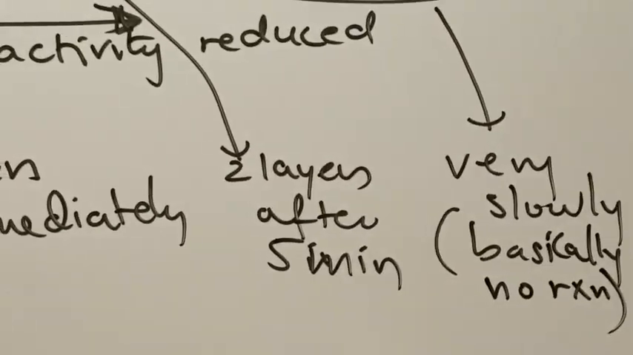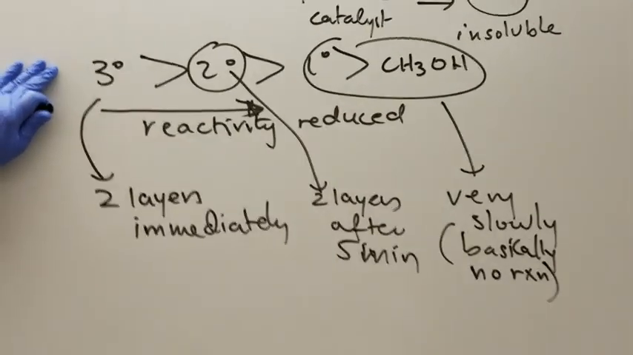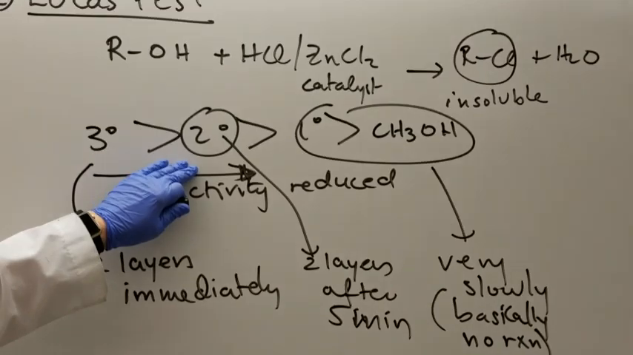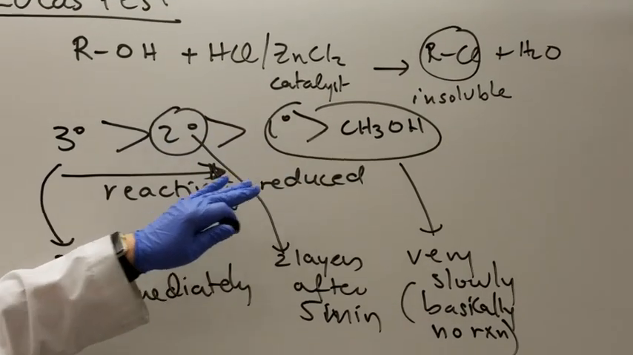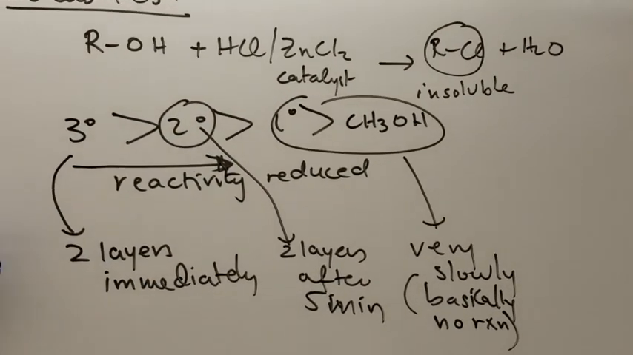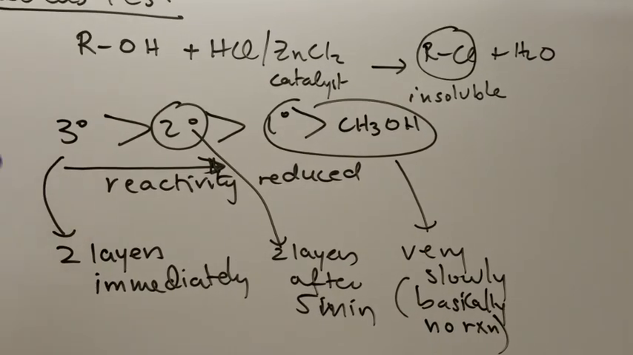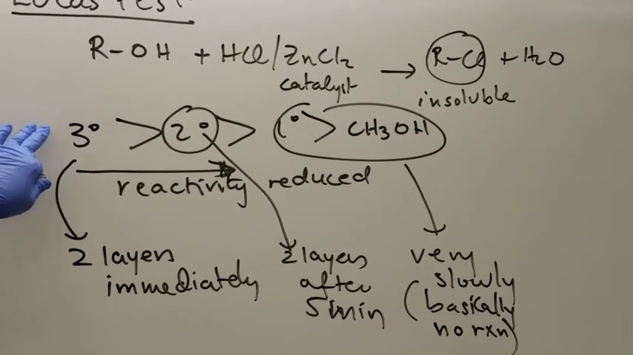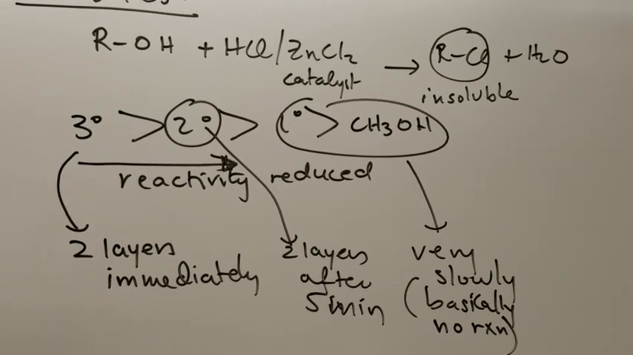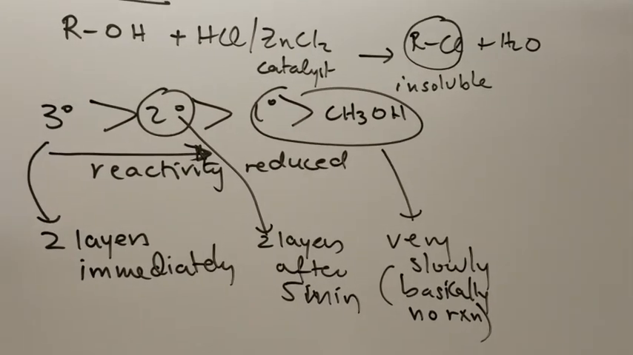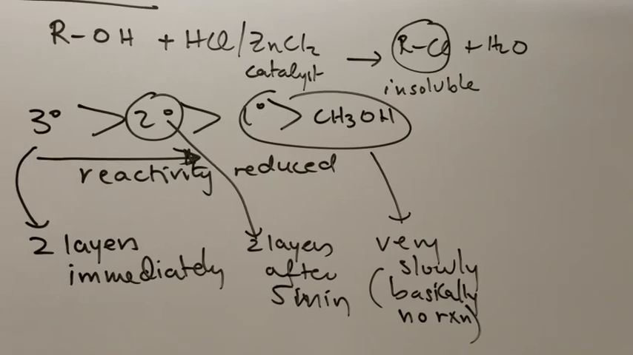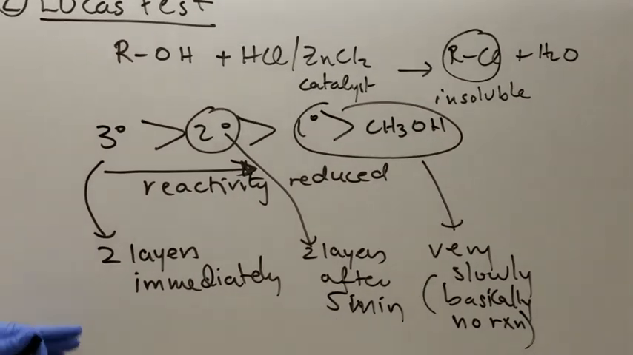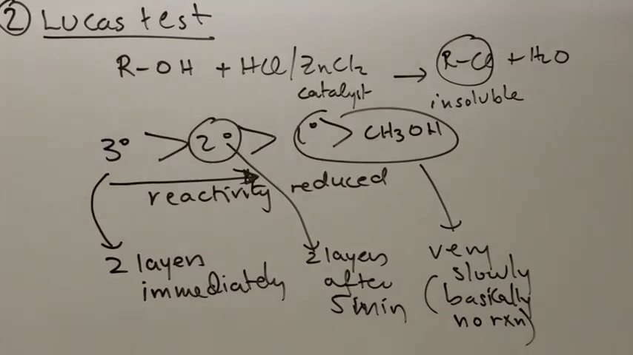So again, the tertiary one immediately reacts, the secondary one reacts after 5 minutes, the primary one reacts very, very slowly. And of course, for those people who take more advanced organic, this is because the tertiary carbocation is formed much easier because it's much less unstable than the primary one. And so therefore, the tertiary will react much faster.